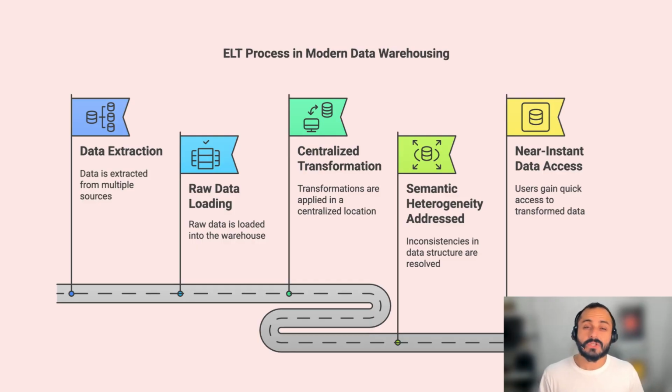With tools like Snowflake and BigQuery, ELT enables near instant access to raw data while eliminating the need for separate transformation servers. It also solves an old problem in ETL workflows: semantic heterogeneity. This refers to inconsistencies in how data is structured across different sources, something ELT can handle more efficiently since all transformations happen in one centralized location.